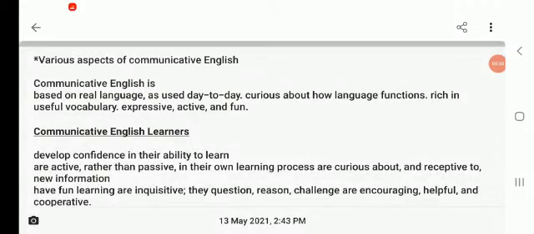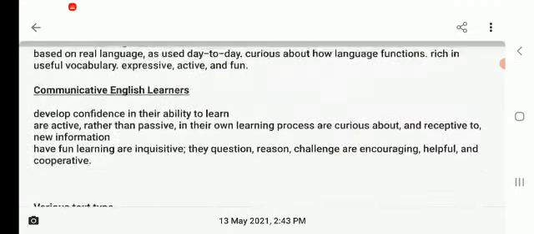develop confidence in their ability to learn. Communicative English learners are able to learn, and that creates a confidence level in you. They are active rather than passive in their own learning process. They are curious about and receptive to new information, having fun learning, and are inquisitive. They enjoy challenges, and they are encouraging, helpful, and cooperative.